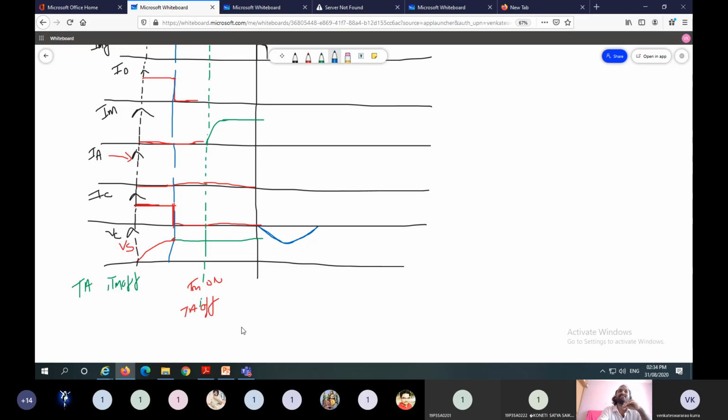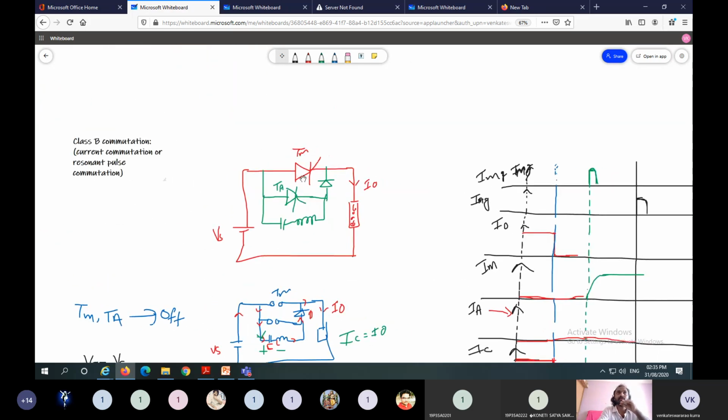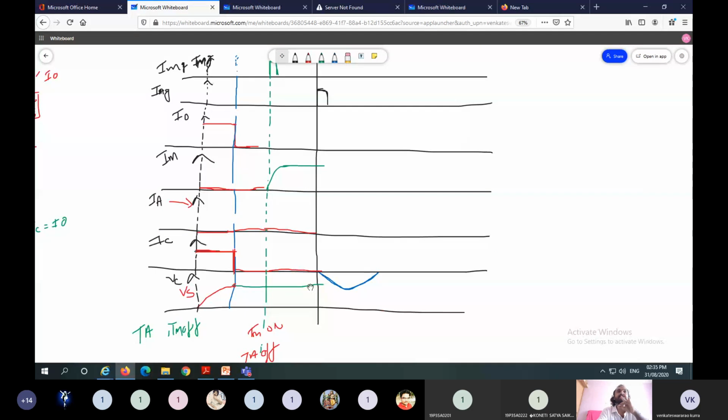So take this line as the reference line because our aim is to turn off the already conducting SCR. This SCR is already in the on state. So our requirement is to turn off this SCR, and to turn off this SCR, we need to trigger the commutating thyristor. So the time at which the commutating thyristor is triggered is considered as the reference line. So assume this line as the reference line.